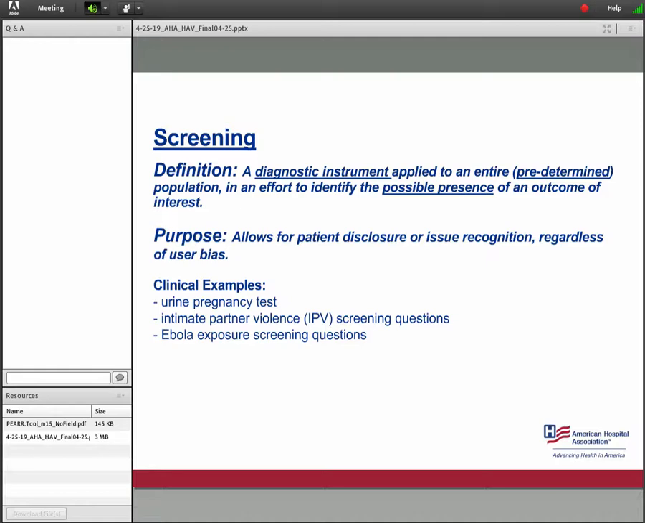Ebola exposure screening questions. I can't speak for every state. In New York, we now screen for Ebola since the 2014 pandemic. And the goal, of course, is to isolate anyone who might have Ebola.